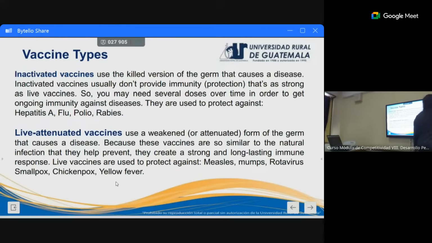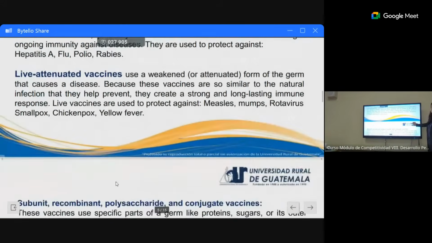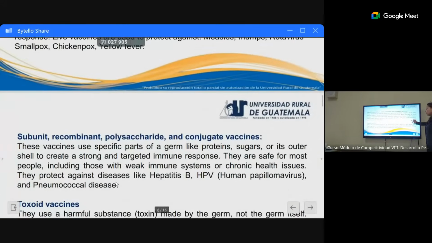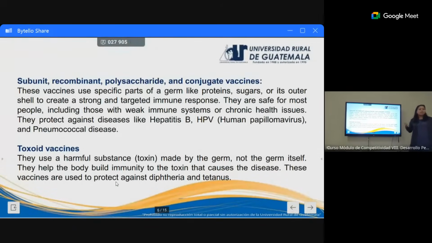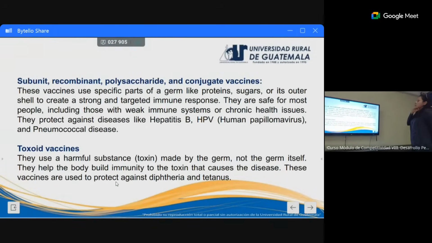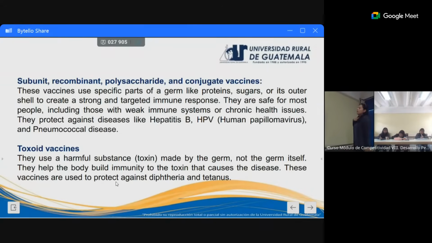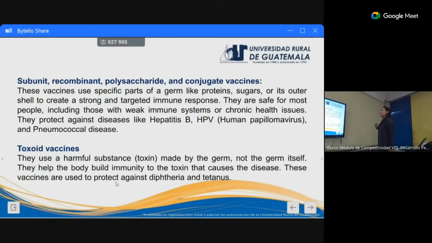Then we have here other types of vaccines. These are general concepts for you guys, only for you to have an idea of the types of vaccines. Did you know that we have all these types of vaccines? So we have another one, which is the subunit, recombinant, polysaccharide, and conjugate vaccines. These vaccines use specific parts of a germ, like proteins, sugars, or its outer shell, to create a strong and targeted immune response.